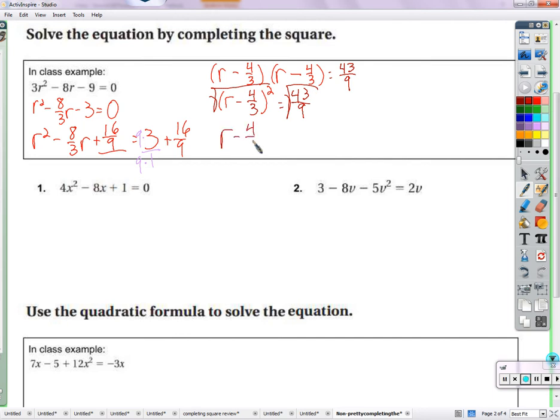R minus 4/3 equals what? Square root of 43 over 3. One other thing. Plus or minus. Whenever you take the square root, plus or minus. Okay, almost there. Just gotta get R by itself. We're gonna get R by itself by doing what? Add 4/3 to both sides. R equals 4/3, a positive 4/3, because we added 4/3 to both sides, plus or minus the square root of 43 over 3.